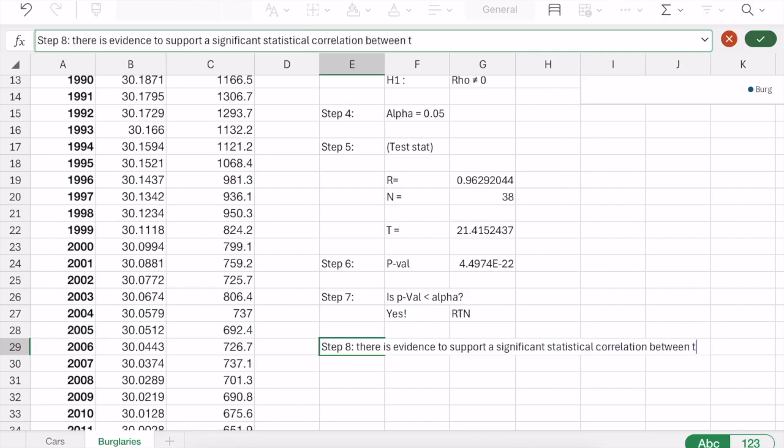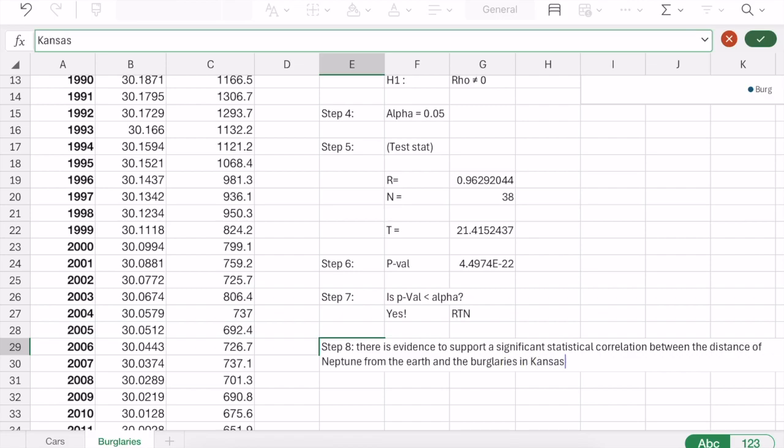correlation between the distance of Neptune from the Earth and the burglaries in Kansas. Okay, now this is a spurious relation. There really isn't any relation between the distance from us to Neptune and the crime in Kansas.